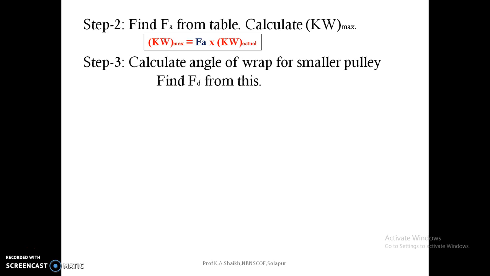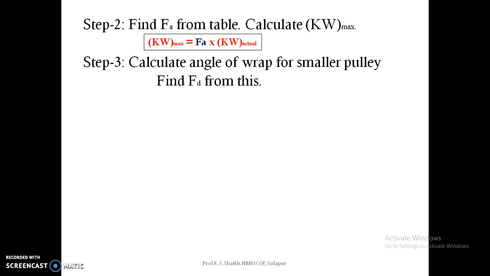So that can be determined with the help of your usual formula, and you have to calculate the angle of contact for the smaller pulley. Let me say the angle of contact is alpha and S stands for smaller pulley. So alpha S will be equal to 180 minus, because the angle of wrap for the smaller pulley is always less than 180. So it will be 180 minus 2 into sine inverse of (D minus d) divided by 2C, where capital D is the diameter of the bigger pulley, small d is the diameter of the smaller pulley, and C is the center distance. Suppose this alpha S is near about 175.